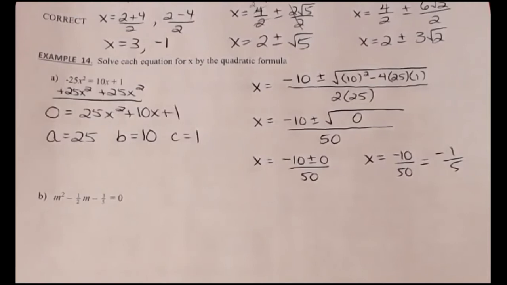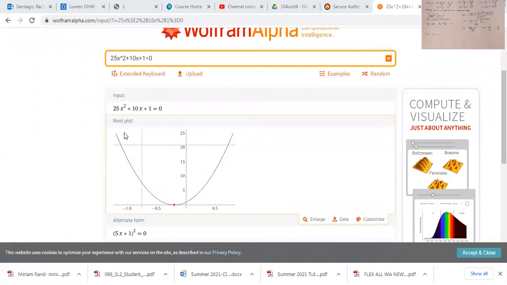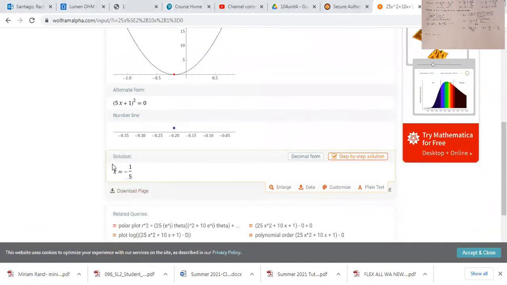Let me share my screen with you. Okay, so check this out. Here's a graph of 25x squared plus 10x plus 1. It is a parabola. And notice that it only hits the x-axis once. And it literally hits at exactly negative 1/5, comma 0. So if we take a look, notice it provides a solution too, which is awesome. We can verify that we did this correct.